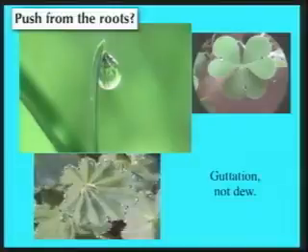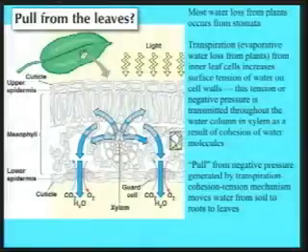But once the stomates open in the light and we have evaporation of water from the inside of the leaves to the outside into the atmosphere, a process called transpiration, once that starts, this process of root pressure is completely overwhelmed by the pull from the leaves.